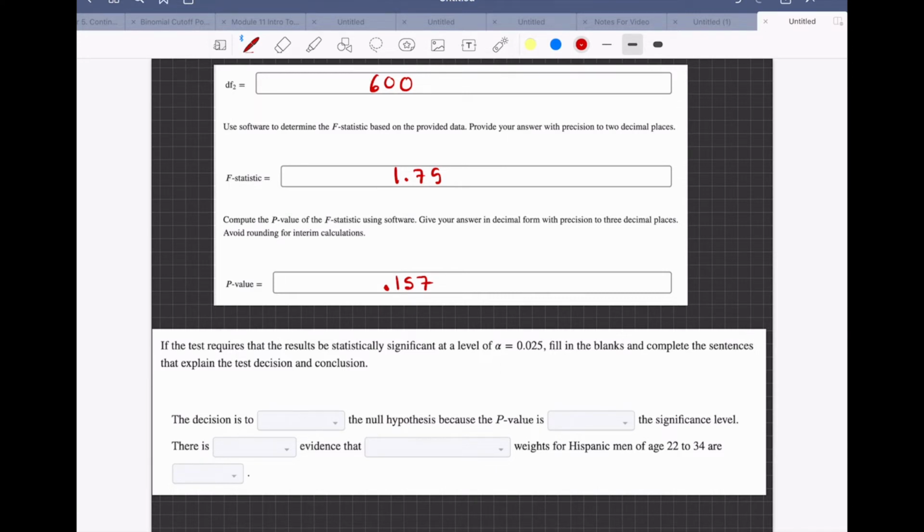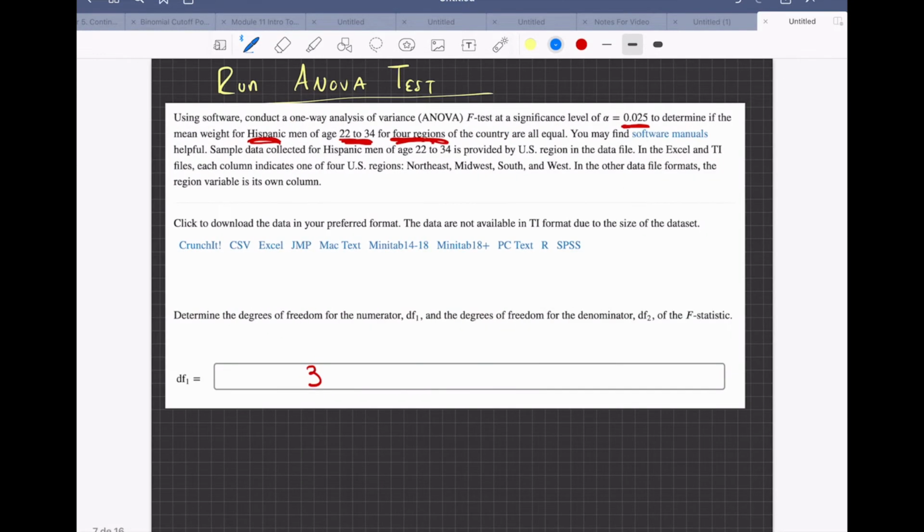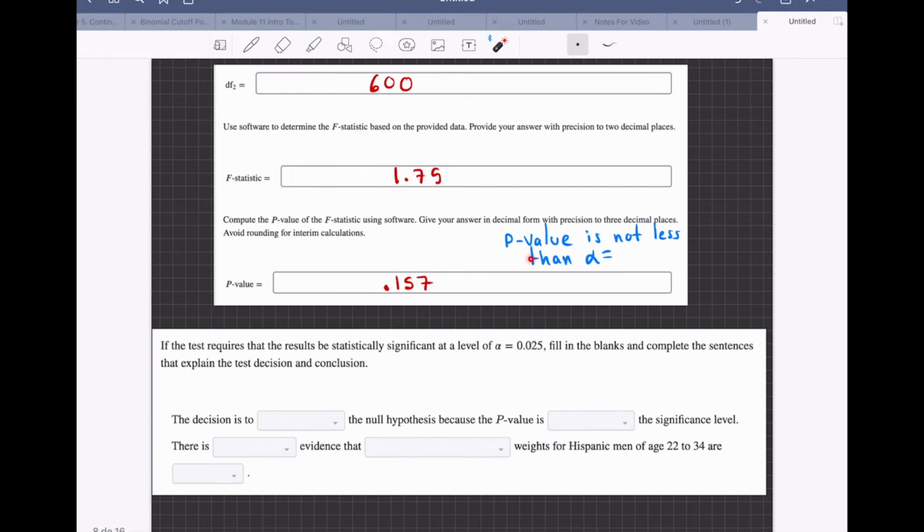So what are the decisions? The p-value is not less than alpha, right? The value for alpha, we have to use this one, you see? 0.025. So the p-value is 0.157, so it is not less. So what? We don't reject. We don't reject H0.